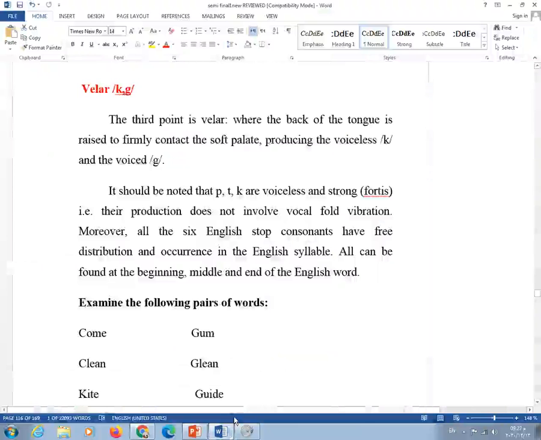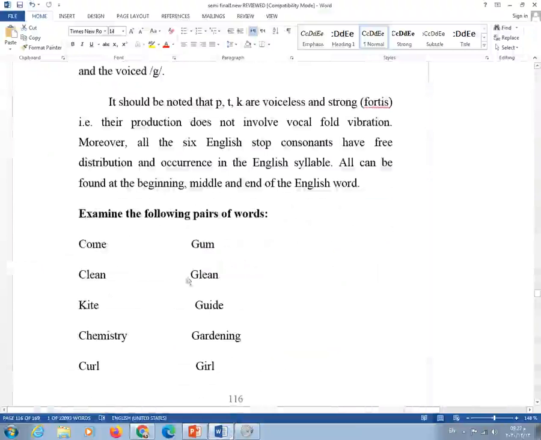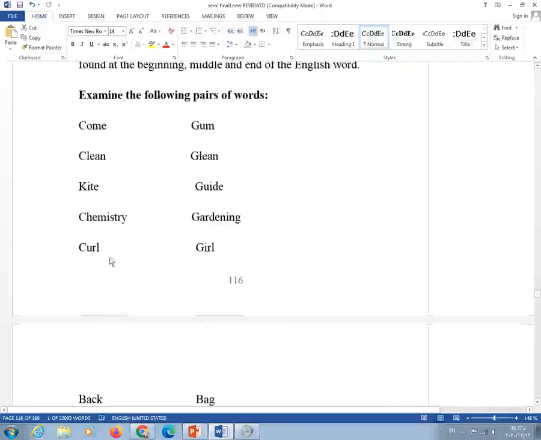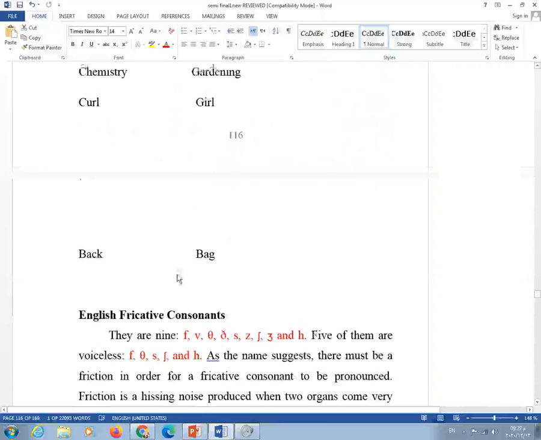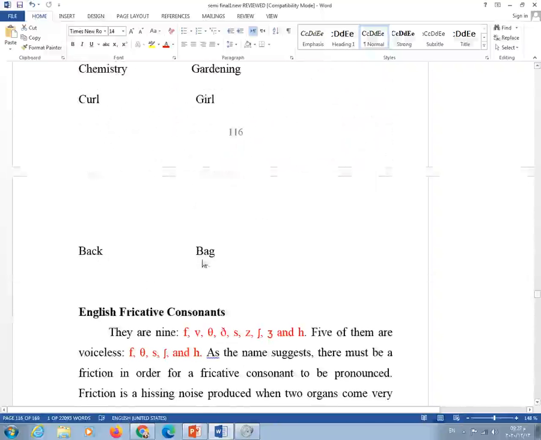Let's go to get some examples. Come. Look at the aspiration, نطلعه بهوا كده. Come. Gum. Clean. Glean. Kite. Guide. Chemistry. Gardening. Curl. Girl. Curl, if we do not pronounce the R. Girl. Back. Bag.